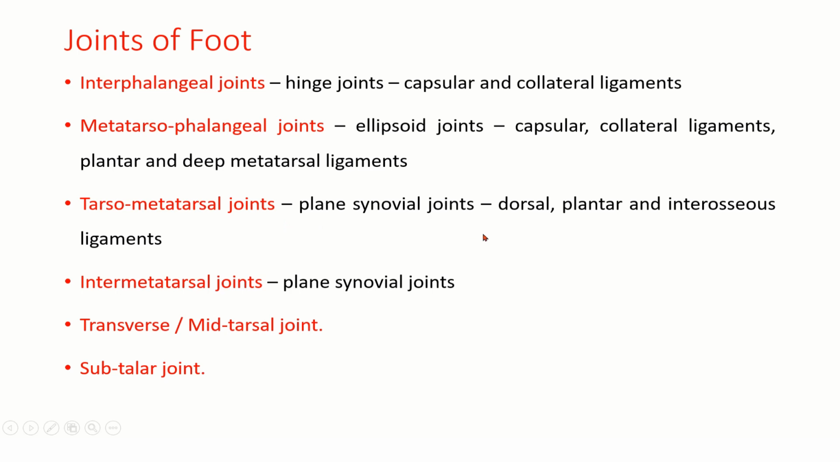Tarsometatarsal joints are plain synovial joints. They have dorsal, plantar and interosseous ligaments. And intermetatarsal joints are plain synovial joints. Transverse or mid-tarsal joint and subtalar joint.